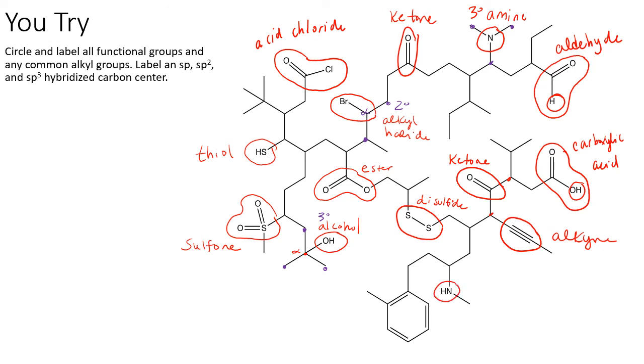We have nitrogen that's bonded to two carbons directly, and then one hydrogen. So this is going to be an amine again, but this time it's a secondary amine. And then lastly, right next to that, we got that benzene ring, and that's called aromatic. So we got all of our functional groups identified.